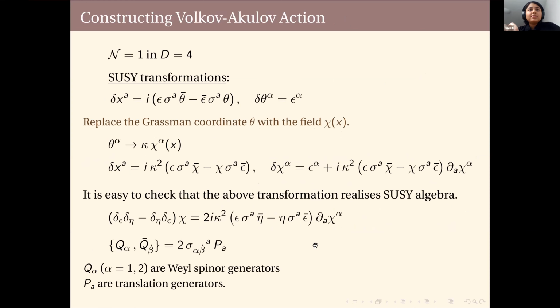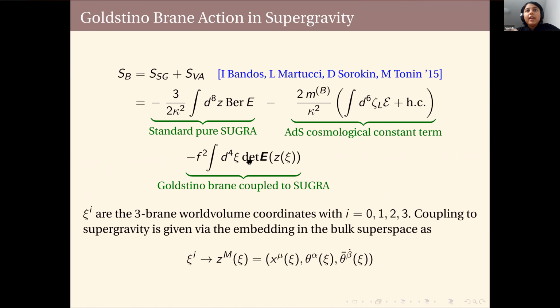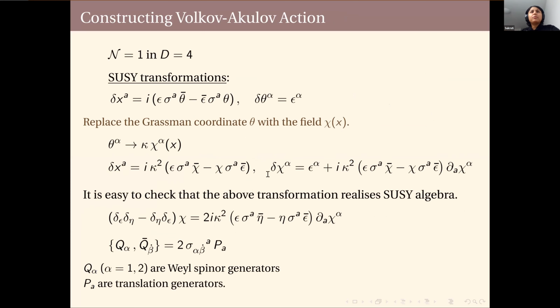So I'll just give a very quick overview of how a Volkov-Akulov action is constructed. I think I probably forgot to mention that this part here, the determinant of this bold E, is a Volkov-Akulov construction where you construct a supersymmetric invariant one form and then take its determinant, and that realizes supersymmetry nonlinearly. So Volkov-Akulov actions are quite well known for realizing supersymmetry nonlinearly.